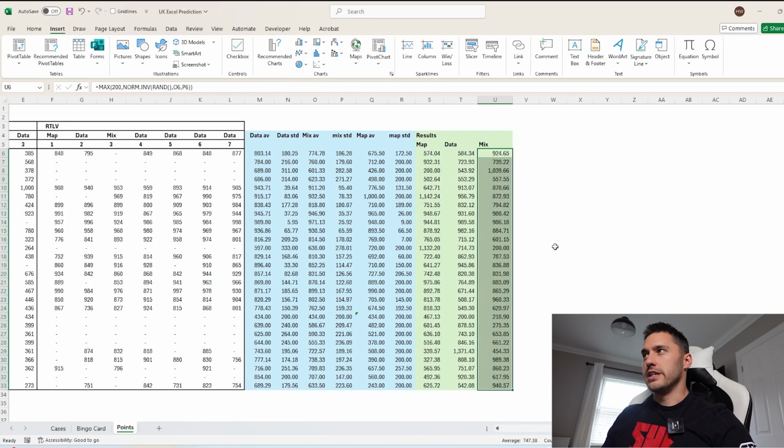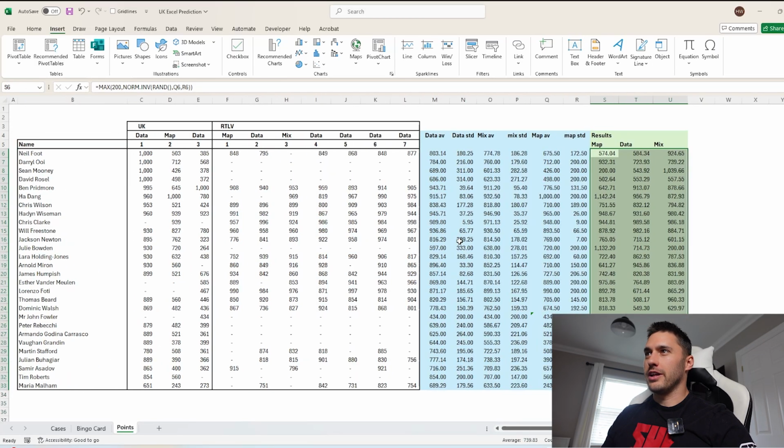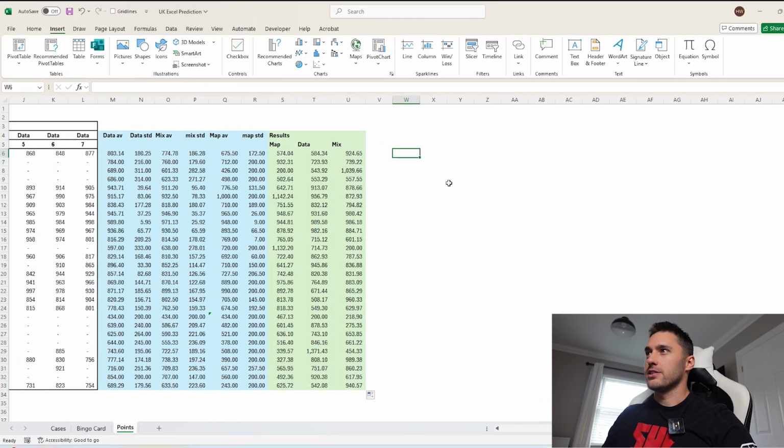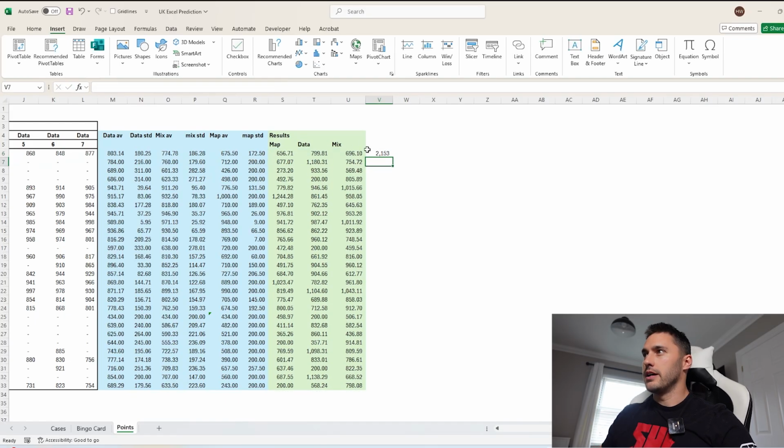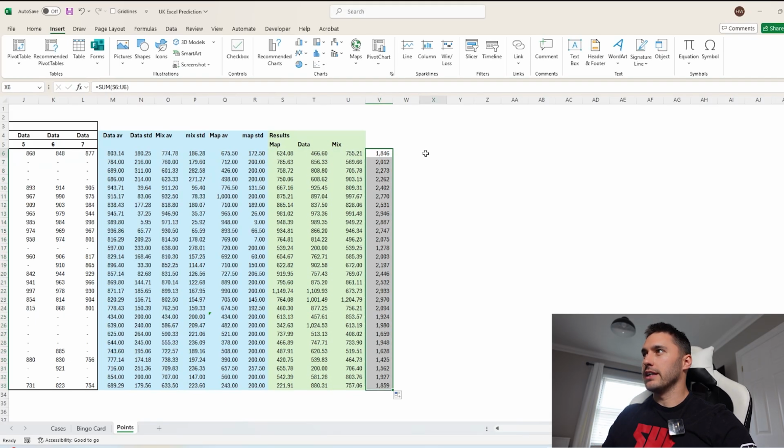Okay, so now we have all of the results of a simulation of the championship. So let's now put it together. The total points is going to be the sum of these, and then we're going to have a leaderboard.